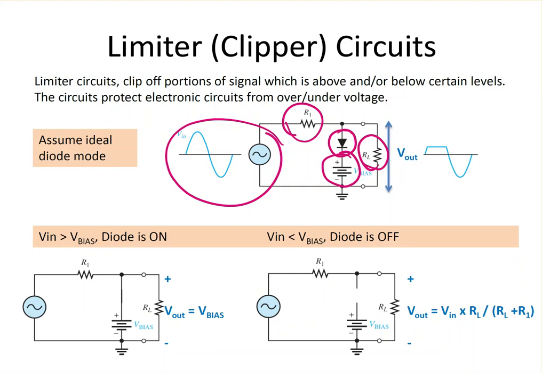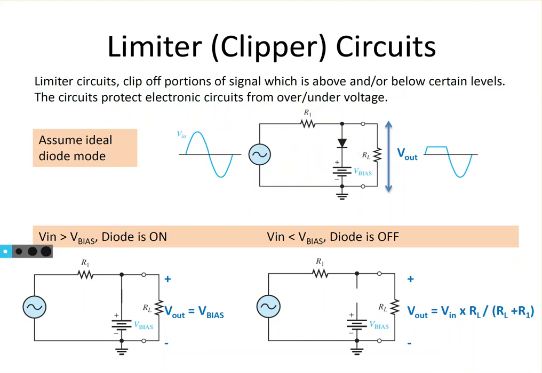what the function of the circuit is going to do is clip off a certain portion of the signal that's above or below a certain level. It could be used in protection circuits, and let's look at various arrangements of how this can function. So let's look at the example that we have on the screen.